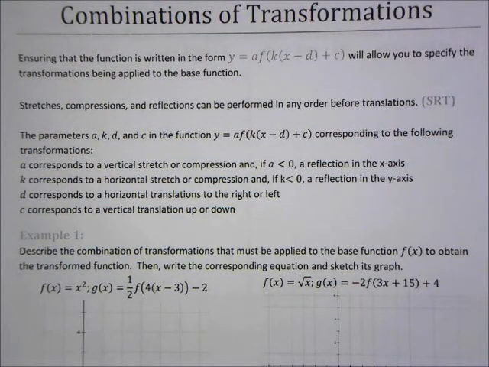So now that we have covered translations, where we're moving functions up and down, reflections, where we're finding the mirror image of a function, and stretches, where we're actually changing the distance between points of a function, we're ready to combine all three types of transformations all at once. Here we go. Ensuring that a function is written in this form.